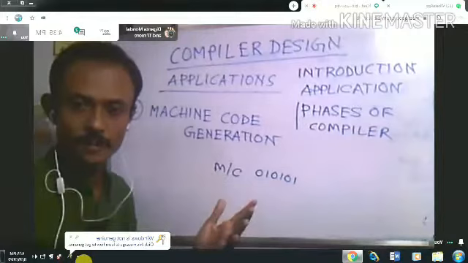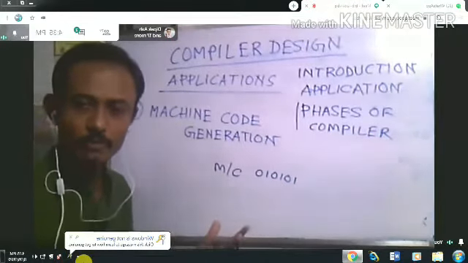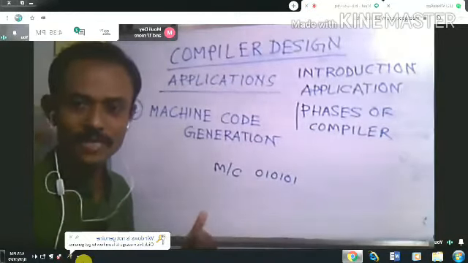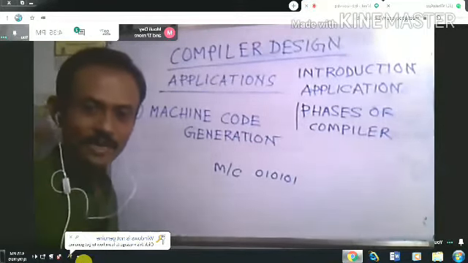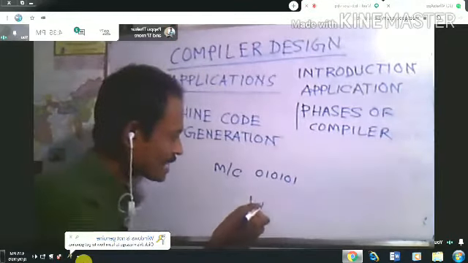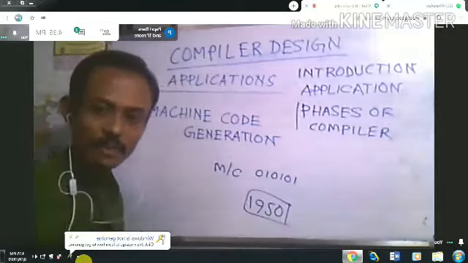So in primitive computers, that means in the early age of computer systems, there was no compiler. It's a very interesting thing, and you know that the first compiler was written in the year 1950.